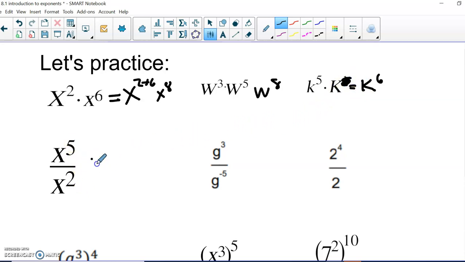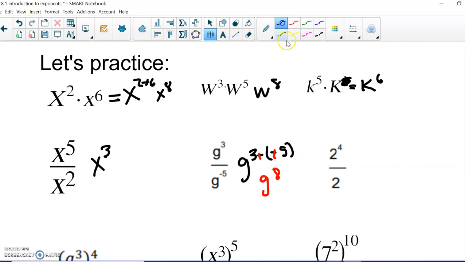Here's our division. We said when we divide, we subtract, so I take 5 minus 2, I get 3. Ooh, here's a tricky one. 3 minus a negative 5. Let's try that. 3 minus a negative 5. We know that when we do a minus minus, we change that to a plus, so that gives us g to the 8th power. Okay, we're not afraid of that.